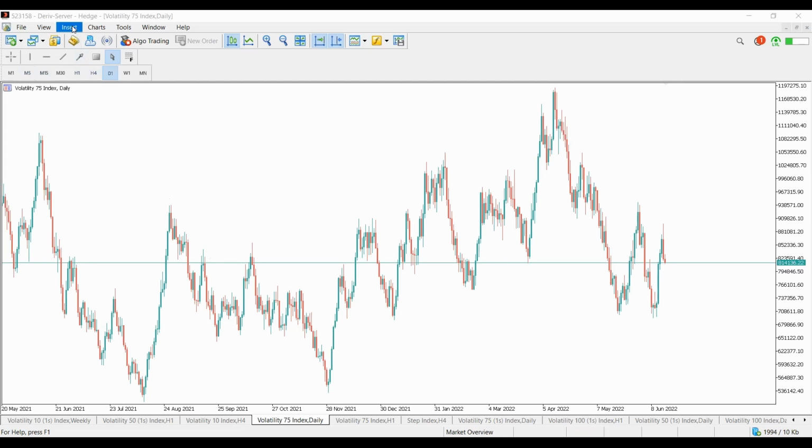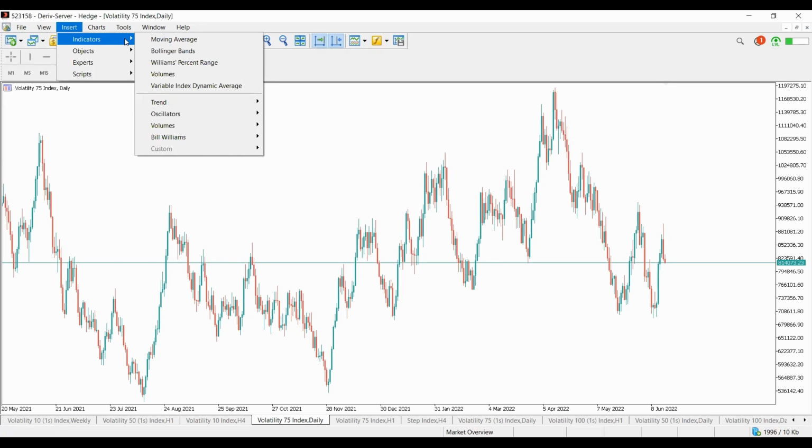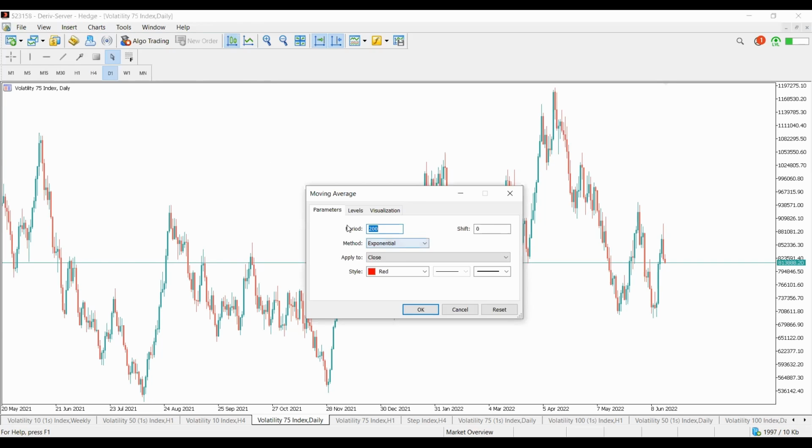So we come to insert. Let's insert our moving average. I'm going to come to insert, moving average, and then to parameters. Now the period I want is 200. Remember, I told you guys I use 200 in case I'm using the moving average. The method is going to be exponential. The other types are here that we mentioned. Then we're going to apply to close. There are many types you can apply to: high, low, median, typical price, weighted close, etc. But we're interested in the close of price.